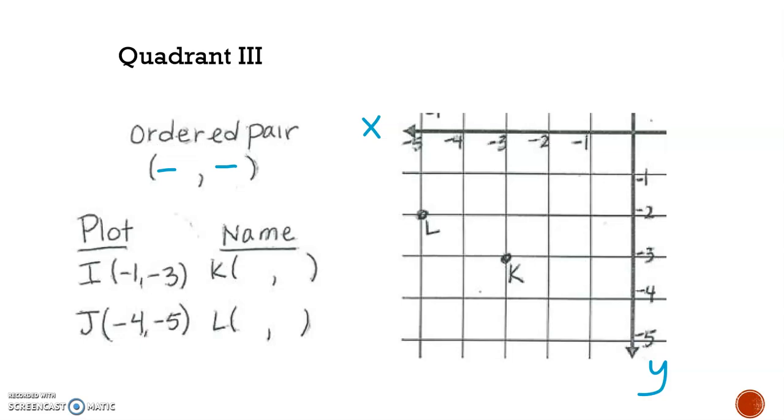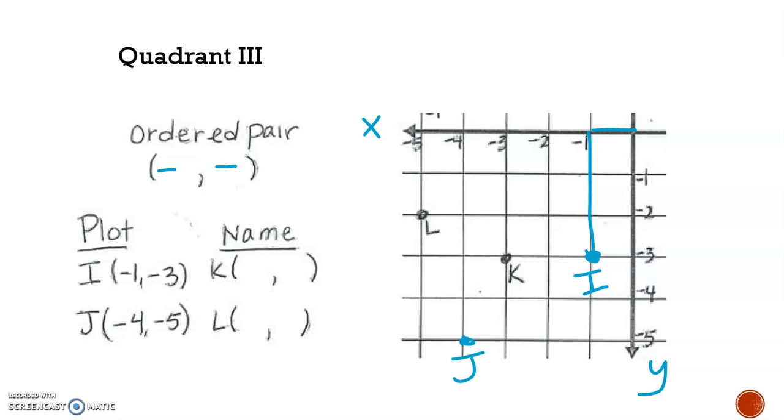So let's plot I. I is at -1, -3, so that tells me to move left 1 and then down 3. So I'm going to put a dot and label that with an I. For J, it's at -4, so I'm going to move left 4, -5, so I'm going to move down 5. Put a dot and label it J.